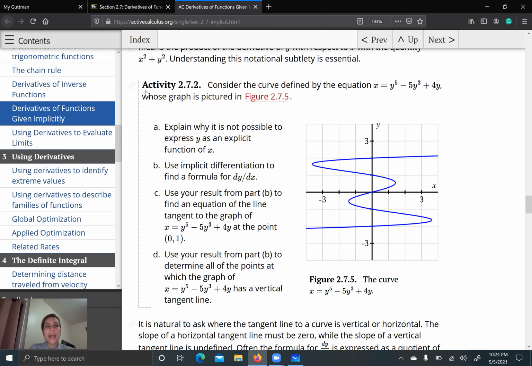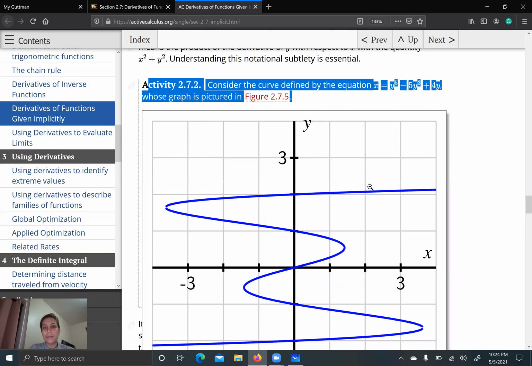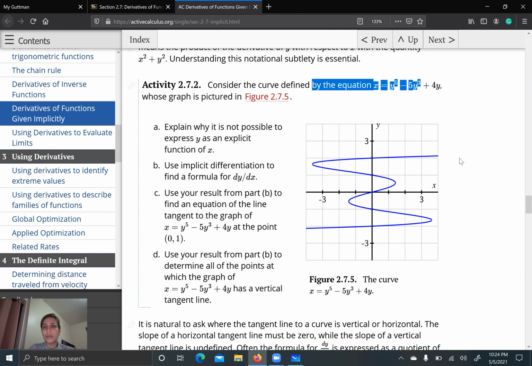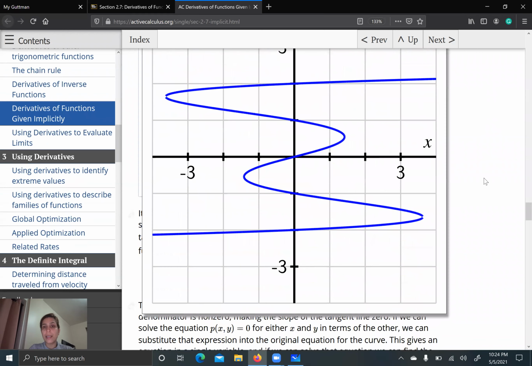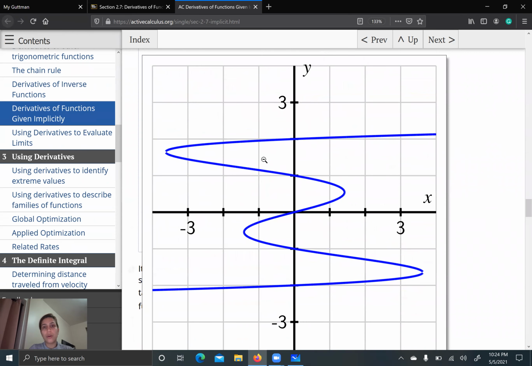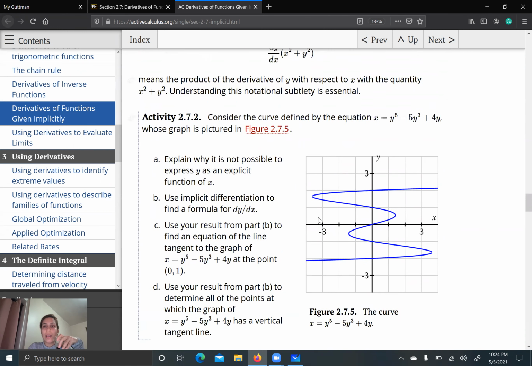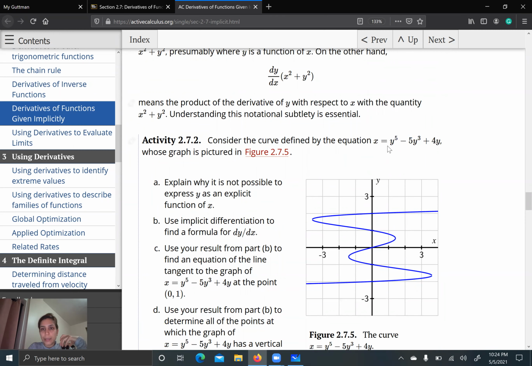For example, look at this activity. Consider this curve defined by this equation. Look, again, it says explain why it is not possible to express y as an explicit function of x, because graphically this is not a function. We can draw a vertical line that intersects this curve at more than one point. Also, if you look at the equation, it contains y to the 4th and y cubed. When you take the roots, it's going to give you multiple values, both positive and negative. So it's not possible to write y as a function of x.